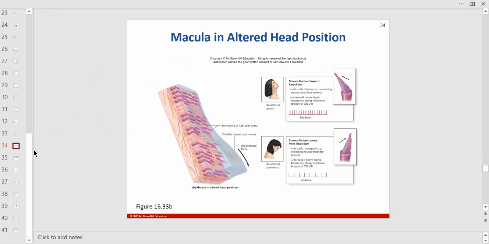Again, these are moved or activated by movements like this, just flexion and extension of the head is a good one. No rotation though, because this is not rotational, this is linear. This is up and down or front to back.